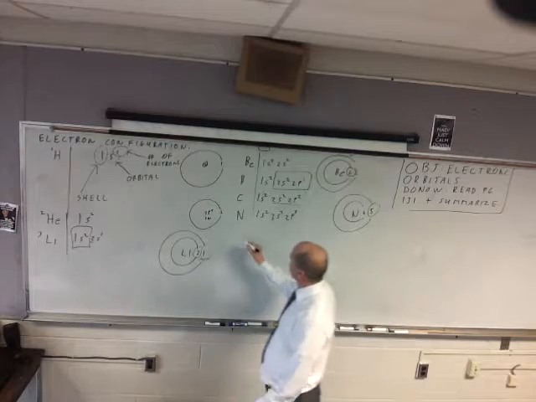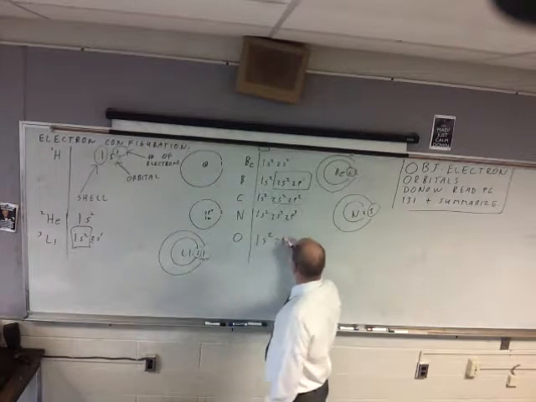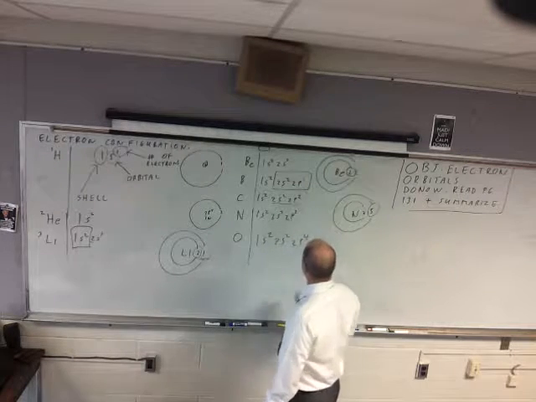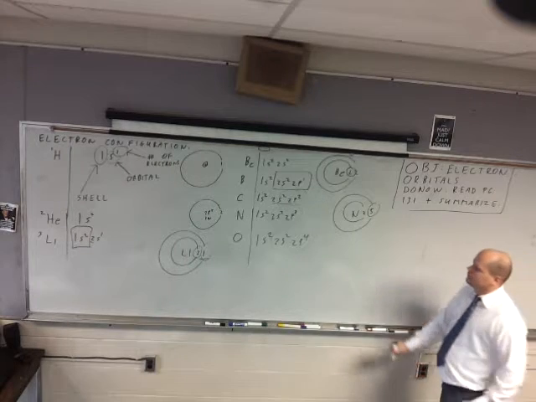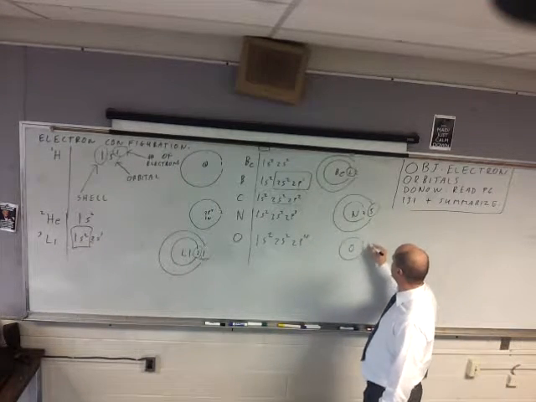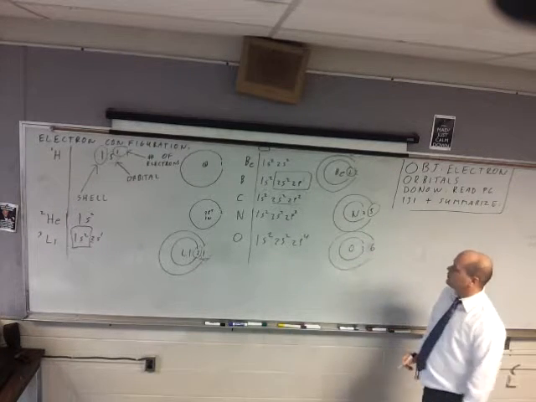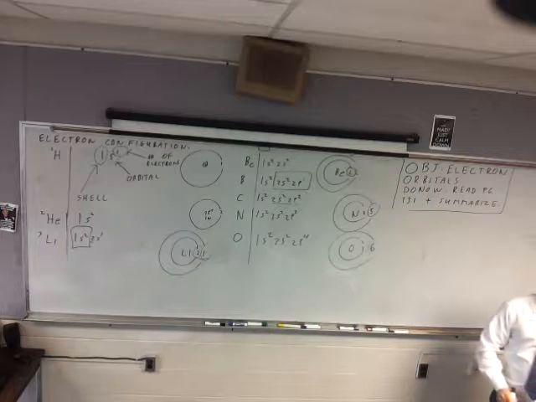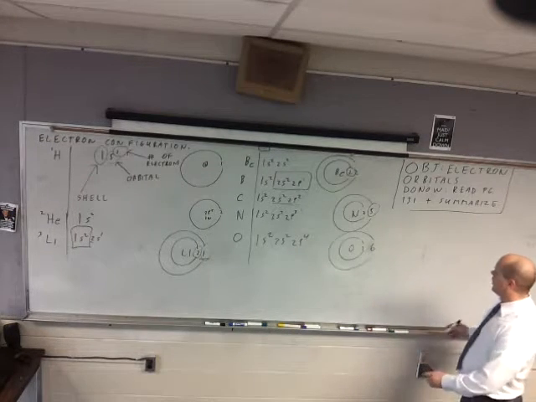All right, let's do oxygen, just because I like overkill. What am I going to write? 1s2, 2s2, 2p4. This is 6 in the second shell, right? 2 and 4, that's 6. 2, whoops, not 4, 6. How many people are getting this so far? All right, good. Let's jump ahead.